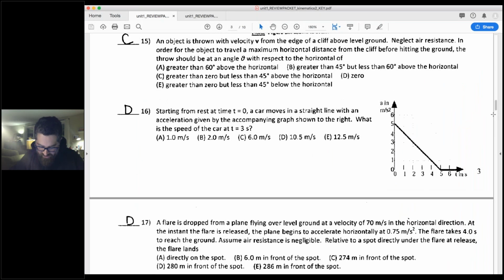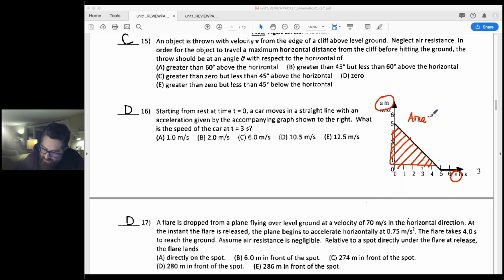Question number 16 shows a graph of acceleration. I've recommended many times in class that you put your eye on the y-axis to make sure you know what kind of a graph you're looking at. This is an acceleration versus time graph. So the area, I haven't even read the question yet, I promise. The area that I've shaded in, the kind of triangular region here, is going to give me the change in velocity. So if I knew what the area was, I'm going to get the change in velocity.